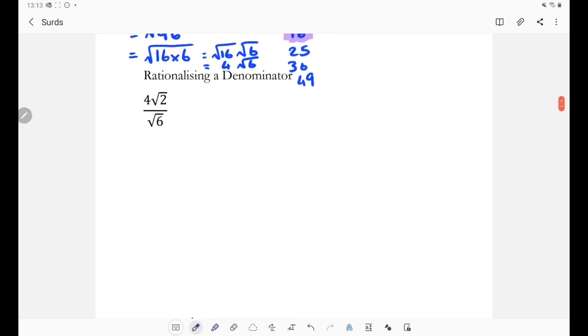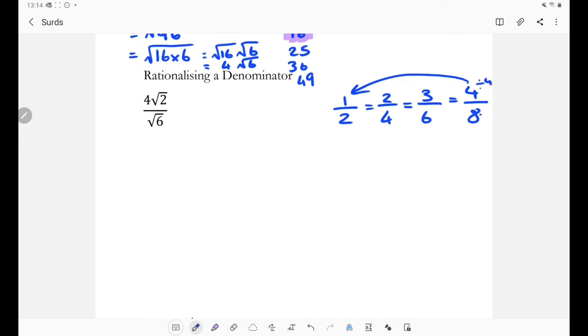Lastly, rationalising a denominator. Now, this is a relatively complicated example because you have a surd on the top and you have a surd on the bottom. Drawing your attention to how fractions work. You can have a half, which is equal to 2 quarters, which is the same as 3/6, which is the same as 4/8. Normally what happens is we are going this way and we are simplifying our fractions. However, it is absolutely okay if we want to go the other way and we multiply our fractions. Okay?